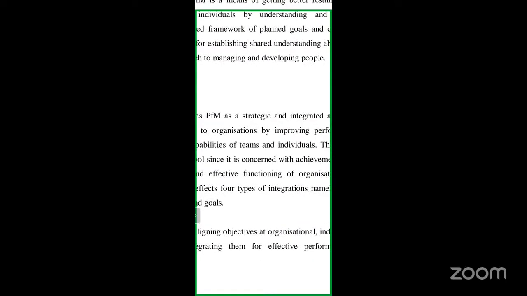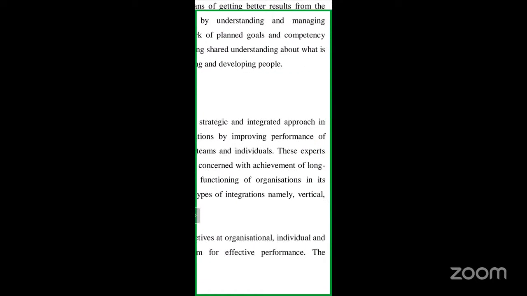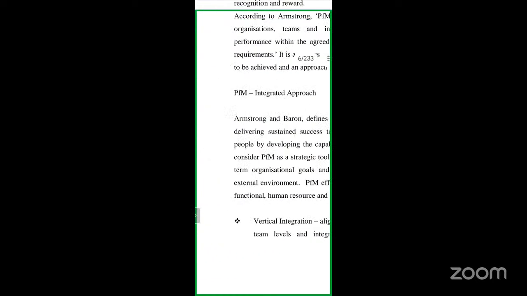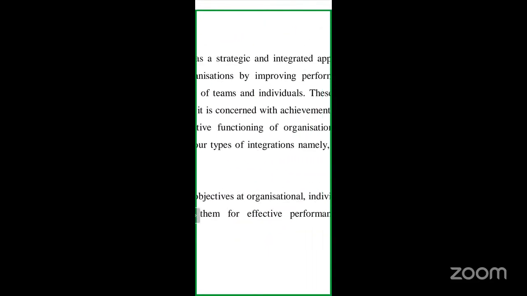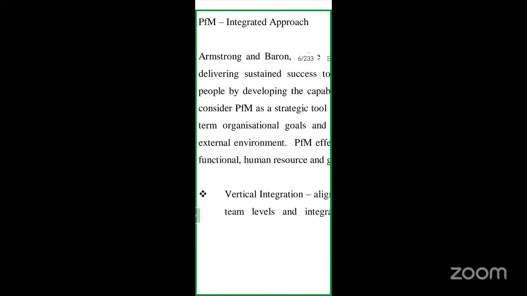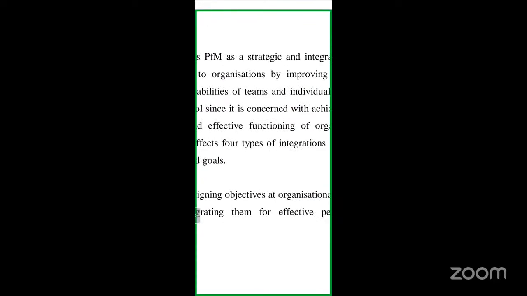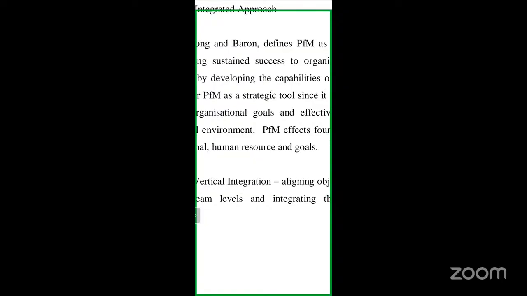teams. Just now I have said that there should be a teamwork, means between the employees, or if we are studying about the labor, then we can say there should be unity between the labors or between the individuals in the group who are taking place to achieve the goal. These experts considered PM as a strategy tool since it is concerned with achievement of long term organizational goals and effective functioning of organizations in its environment.